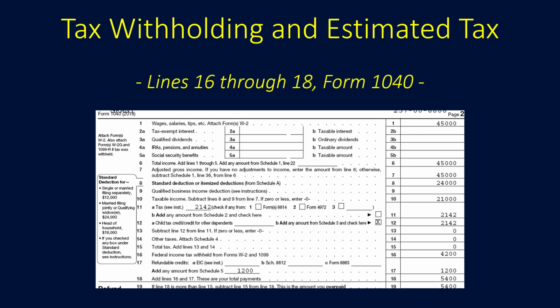Lines 16 through 18 now on the new 1040 include your federal income tax withheld from your W-2s and any taxes withheld on your 1099s.